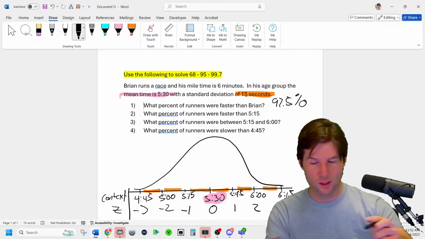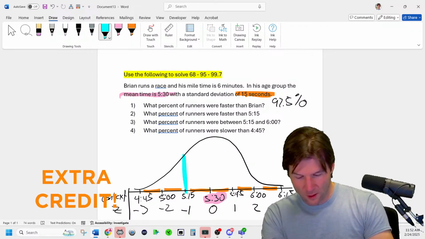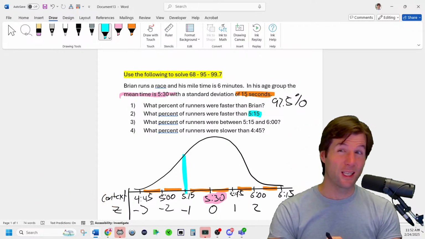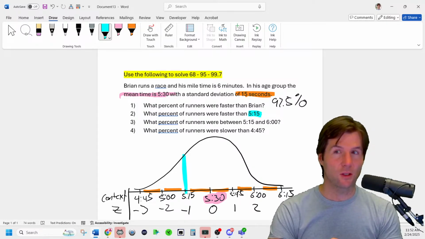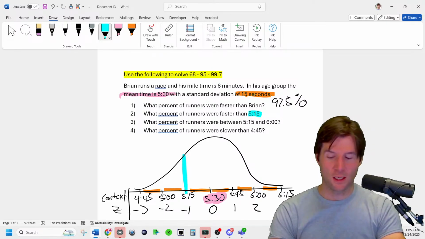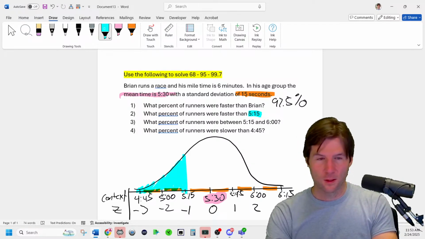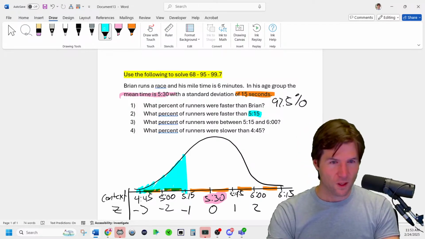Dawson getting us some more points in the chat. The z-score of -1, which can be seen right there. And it says we're faster than this. So I think we might have had an issue. And what percent of runners were faster than 5:15? So what is the answer when we look at the percent of runners faster than 5:15? So be careful. That is correct right there, Virginia.